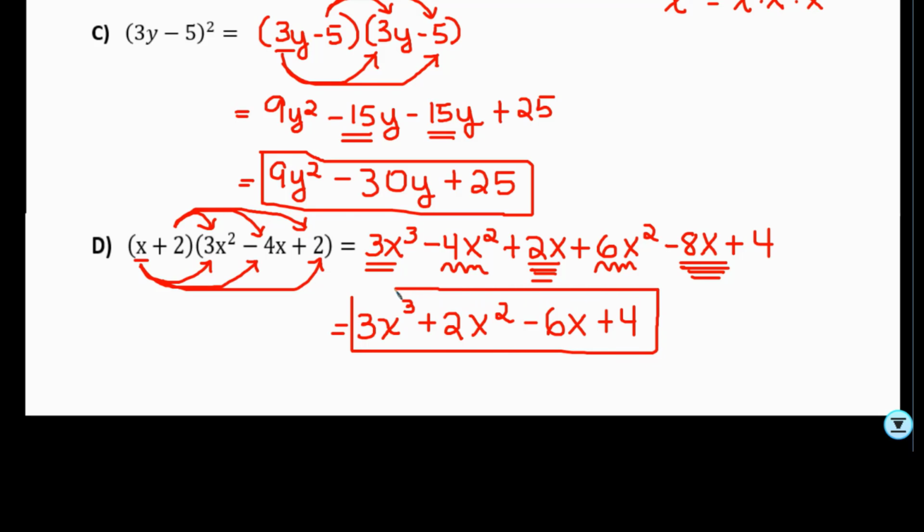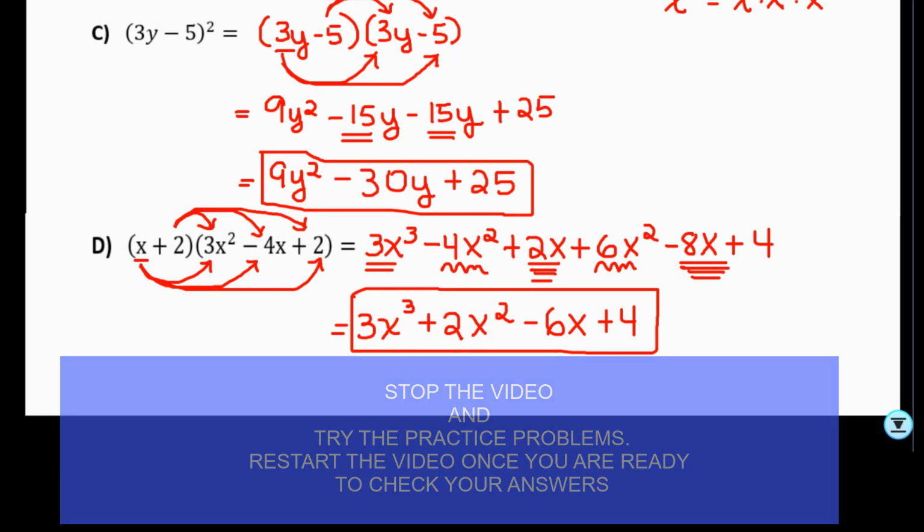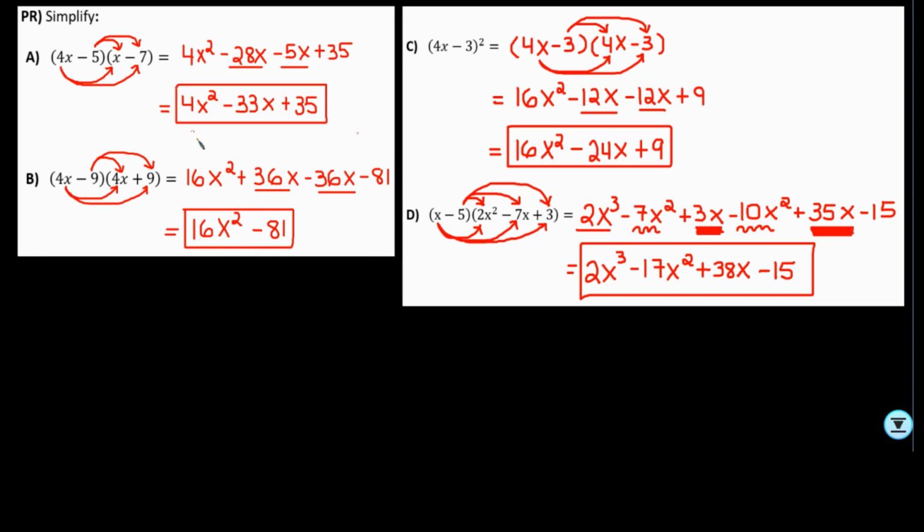Now that we've done 4 examples, you can stop the video and try the 4 practice problems that are below these problems. So once you've done those, go ahead and restart the video and check your answers to see if you did it correctly. Here are the answers for the 4 practice problems. Please stop the video and check if you got it correctly and make the appropriate corrections.